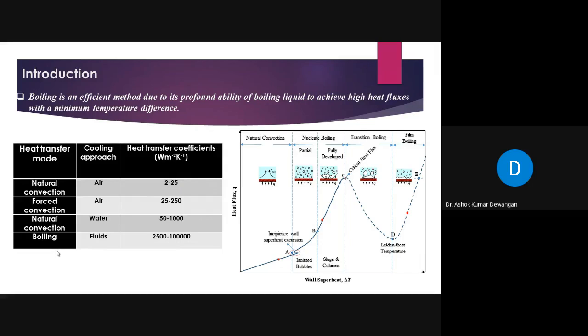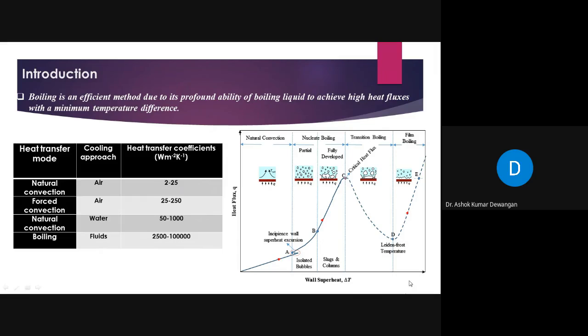So according to this table, we can see that boiling is an efficient method due to the profound ability of a boiling liquid to achieve high heat flux with a minimum temperature difference. And when we get this minimum temperature difference, we will definitely get the maximum heat transfer coefficients.